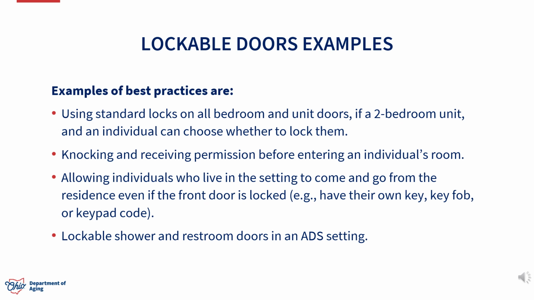There are examples of this requirement. So they are using standard locks on all bedroom and unit doors, and the individual has a choice to lock them when they choose. Knocking and receiving that verbal permission to enter the room just before opening the door and walking in. Allowing individuals who live within the setting to come and go as they choose, even if the front door of the facility is locked, and ensuring that they have a way to enter the building if it is locked, like maybe having their own key, key fob, or there's some kind of keypad that they can use to enter the building after hours. And then in the case of adult daycare, it's important to ensure that the shower room or the restroom doors are able to be locked to ensure privacy within the setting.